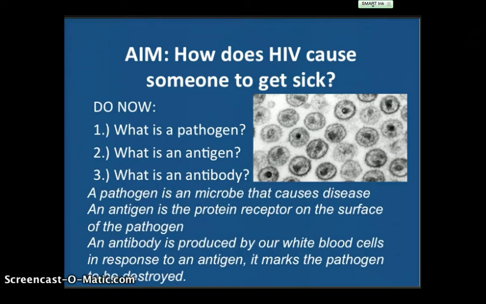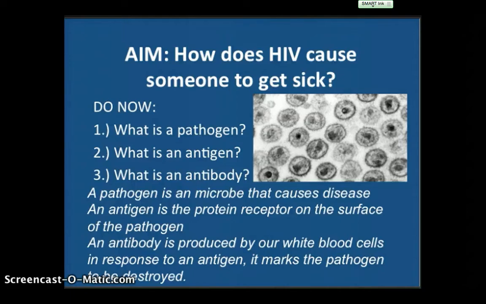A pathogen is a microbe that causes disease. An antigen is the protein receptor on the surface of the pathogen. An antibody is produced by our white blood cells in response to an antigen. It marks the pathogen to be destroyed.